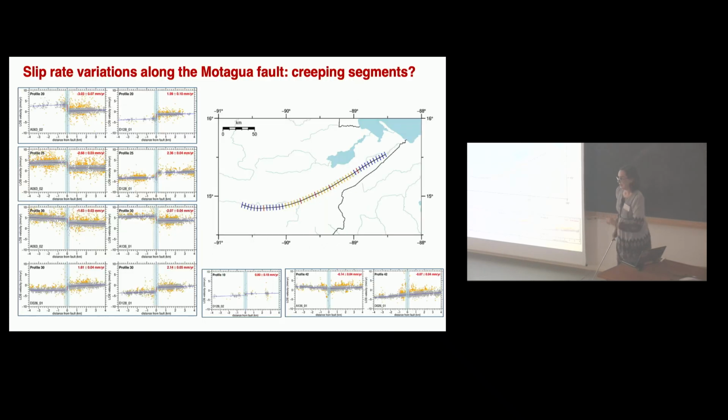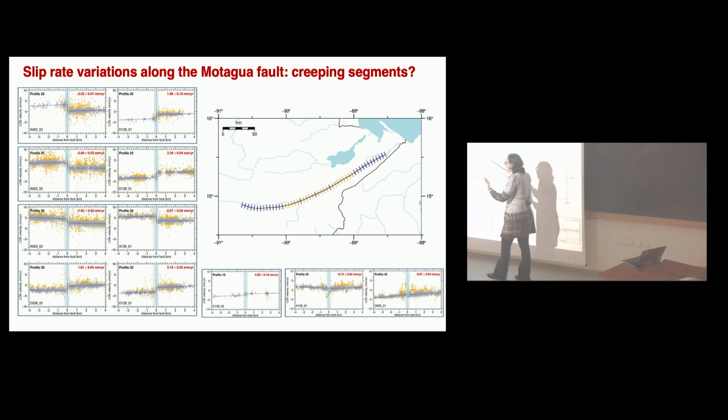So, regarding some of the other questions, what's going on with the Mottoa fault? So we did a ton of profiles that are 4 kilometers long to see what's going on along the Mottoa fault, and we find for several profiles on this yellow segment that they have this behavior that is telling us that there's probably creep going on, which is something that we really, really wanted to know.